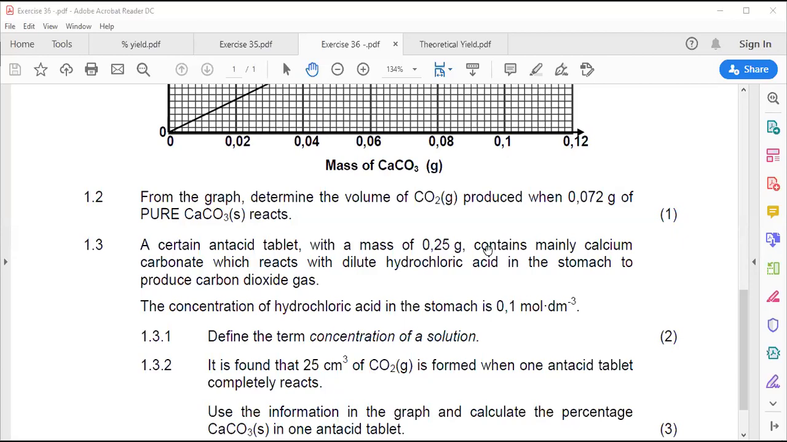With a mass of 0.25 grams, it contains mainly calcium carbonate, which reacts. Mainly, what does that mean? More of, isn't it? Or the major part. If there's a major part, there must be a minor part, isn't it? So the major part of this tablet is calcium carbonate. What would be the minor things that you find in an anti-acid tablet?